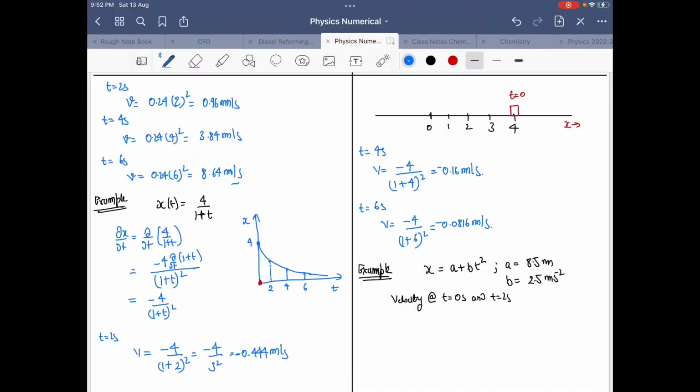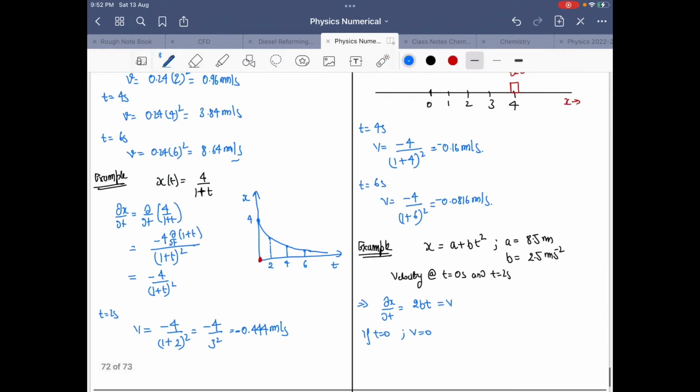So it's simple. Now what we have to do? We have to differentiate x with respect to time. If we differentiate it, it will be 2bt. Now substitute this. If time equal to 0, our velocity is also equal to 0, because if we substitute t equal to 0 here, this term will go away. So our velocity at time t equal to 0 is 0.